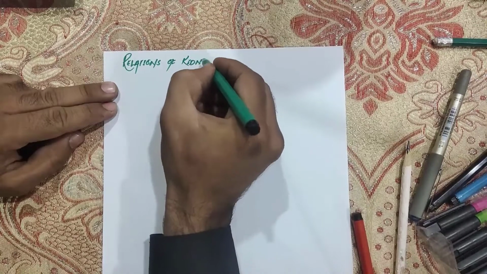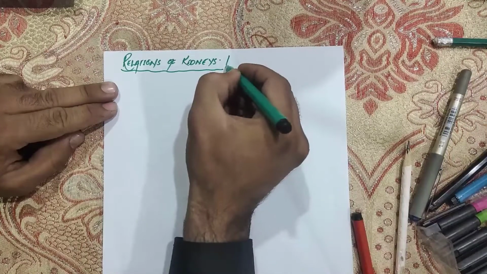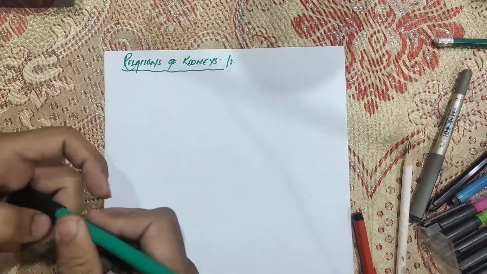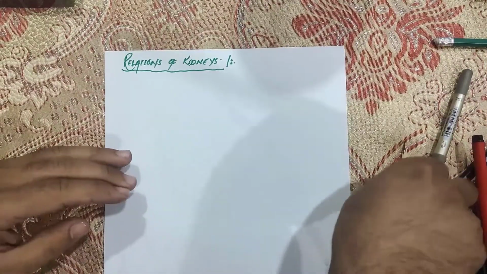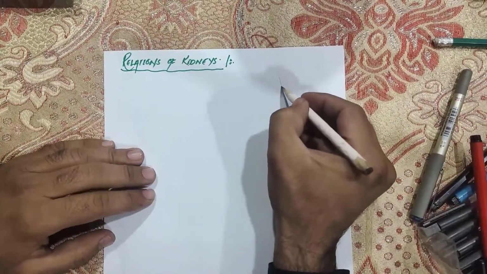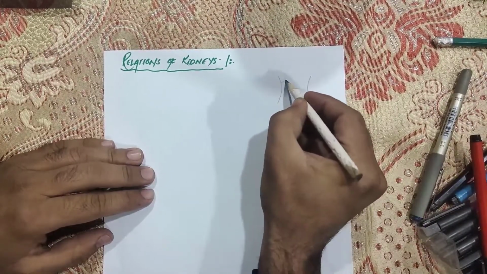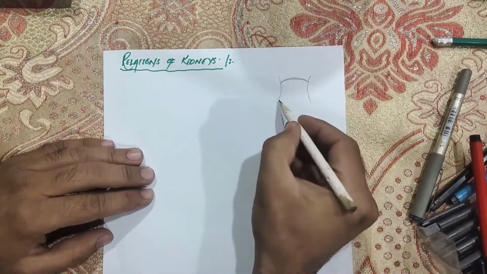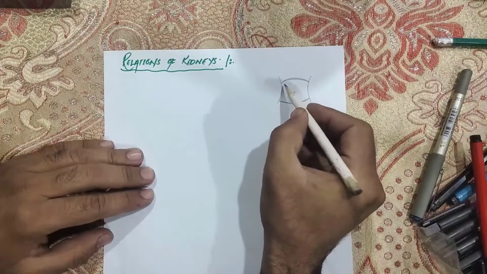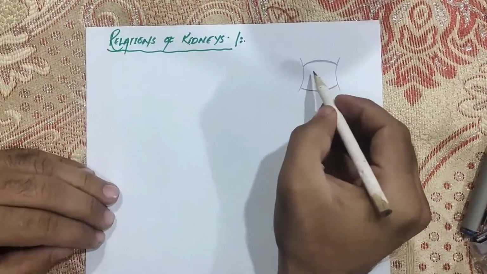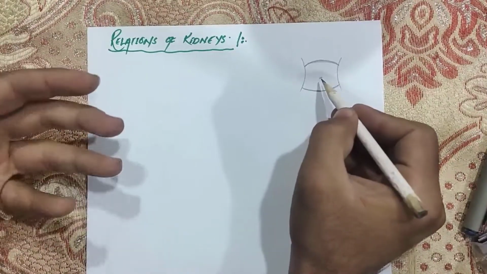There are some relations which are common for both of the kidneys, and there are some relations which are separate for each kidney. For example, let me make a diagram here. This is the abdominal cavity, and this is the diaphragm. Above that there is the thoracic cavity, and this is your abdominal cavity. There are some relations to both kidneys which are common, and some which are different for each kidney.